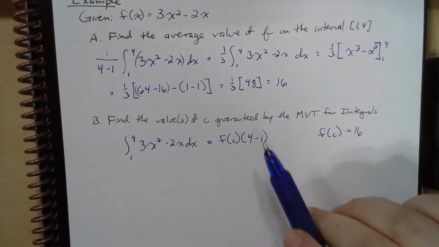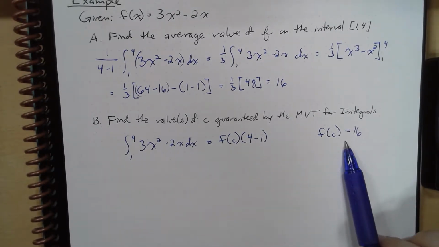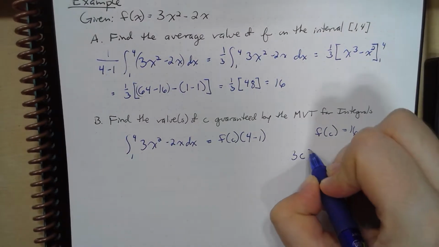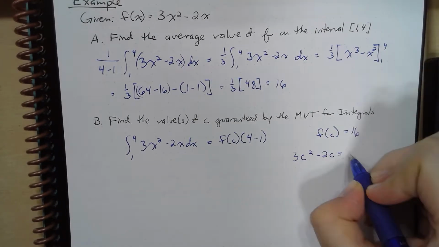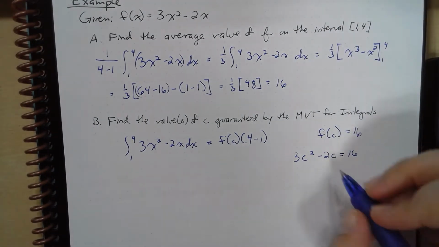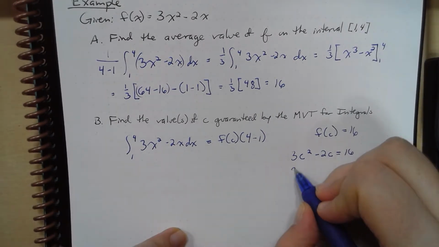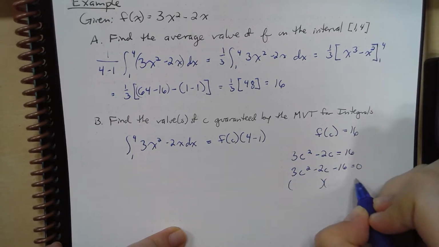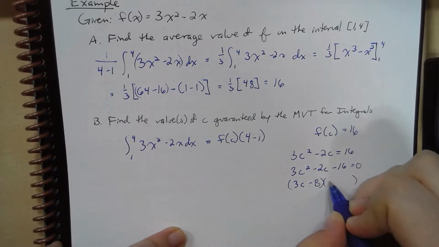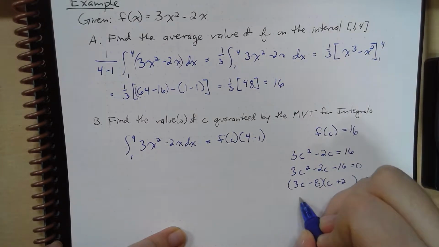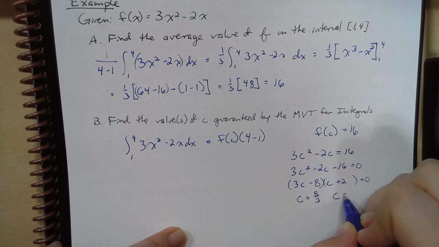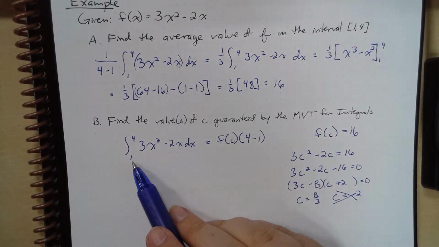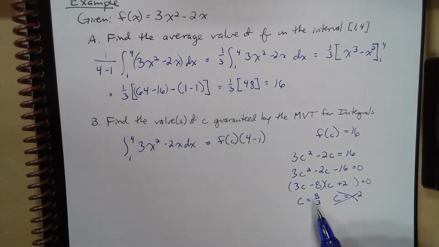And we need to know, when is this function going to be equal to that average value? At what value c is this going to be equal? So we're going to say that 3c squared minus 2c is equal to 16, right? We're trying to find when this will be true. So I can have 3c squared minus 2c minus 16 equals 0. And if I factor this, I've got (3c minus 8)(c plus 2) equals 0. So c could be equal to 8/3, or c could be equal to negative 2. Well, you'll see here c cannot be equal to negative 2 because it's not on our interval. So c is going to have to be 8/3.